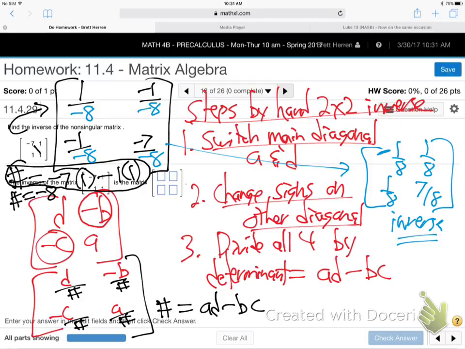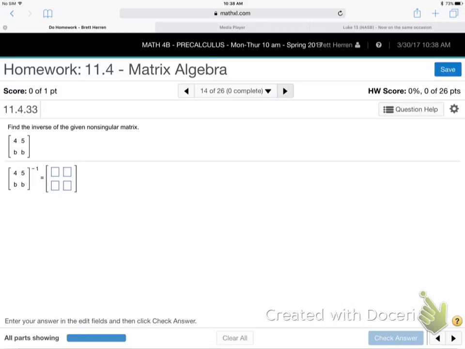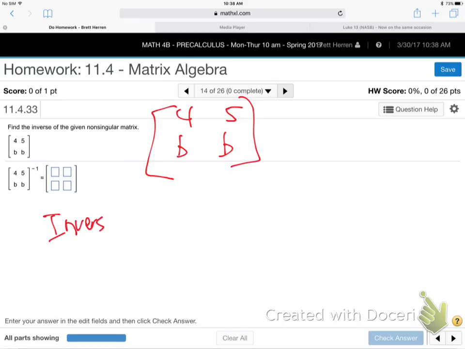All right, so let's do this one. So we've got 4, 5b. Can you find the inverse? Give it a go. So switch the main diagonal, change the signs on the other diagonal, and then divide all four by the determinant, which is main diagonal multiplied minus other diagonal multiplied.